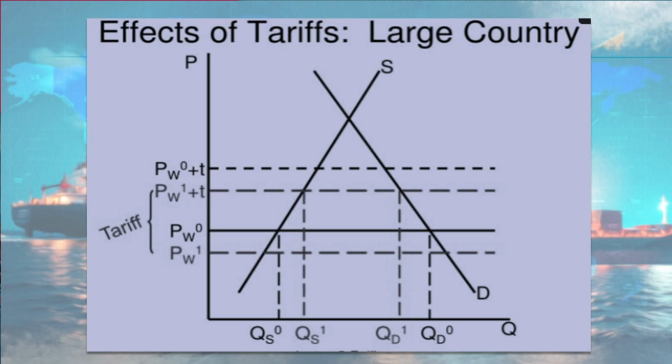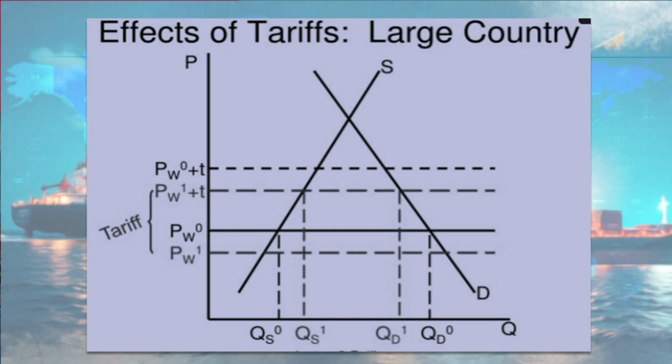So the effect of a tariff in a large country, again with the demand and the supply curve. PW is the world price, PW0 and PW1. Now after imposition of the tariff, our price line increases to PW1 plus T and PW0 plus T, the world price with tariff. And on the x-axis we are measuring the quantity supplied and quantity demanded.